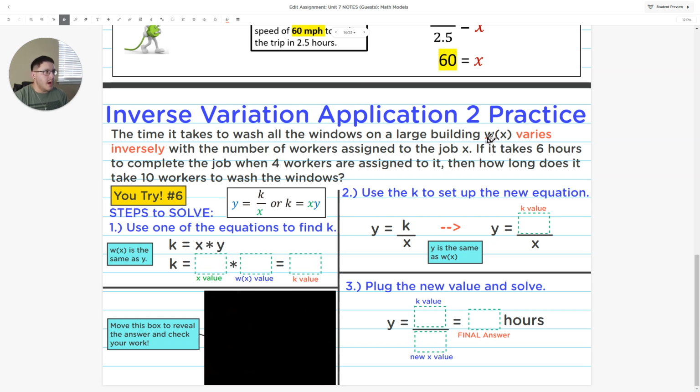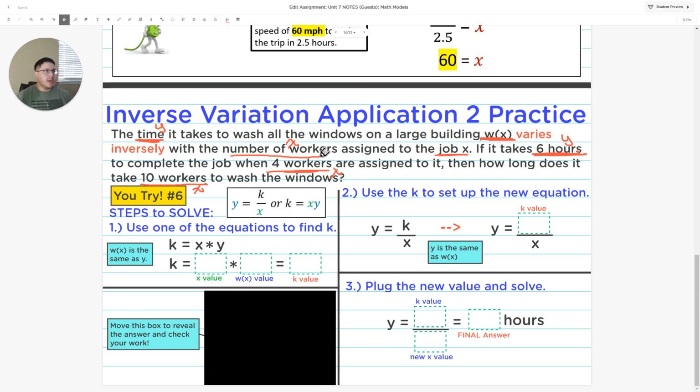So W of X represents time. The number of workers represents X. Time is Y. Number of workers is X. If it takes 6 hours, which is Y, to complete the job with 4 workers, again, that is the X, workers, then how long does it take for 10 workers, an X value, to wash the window?